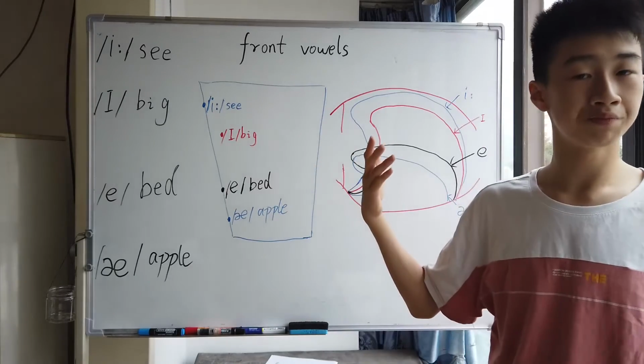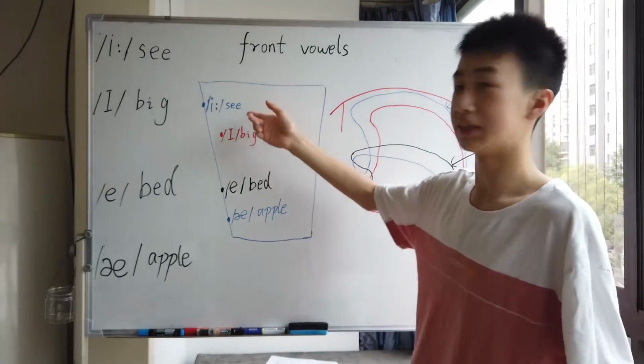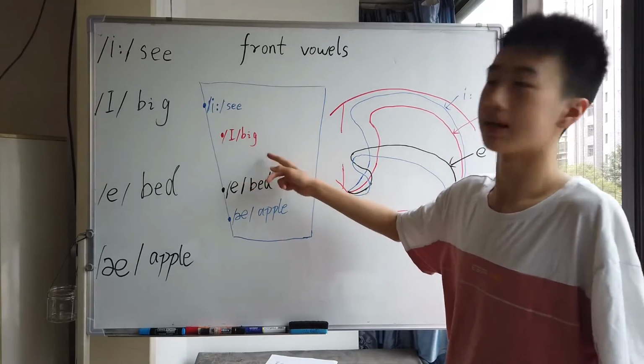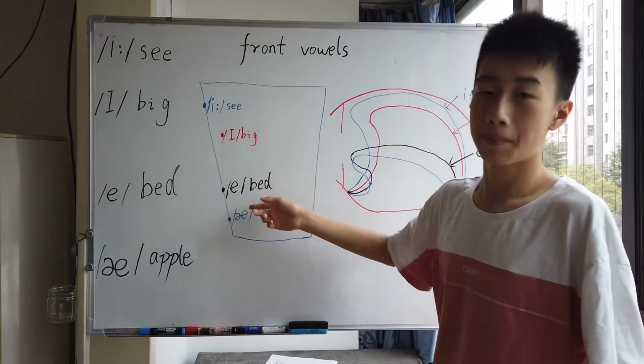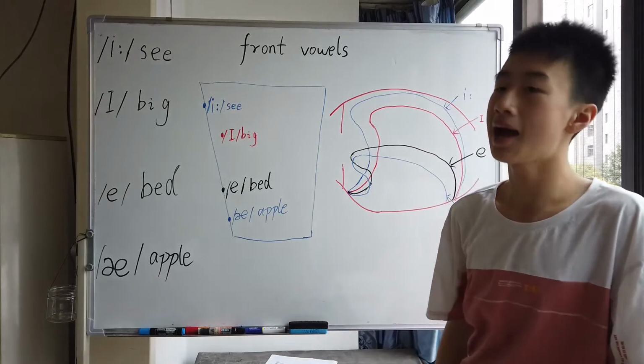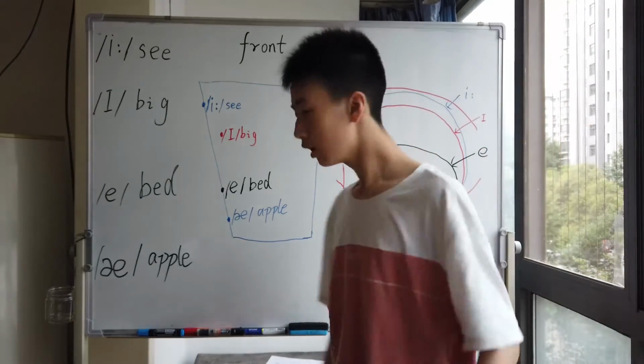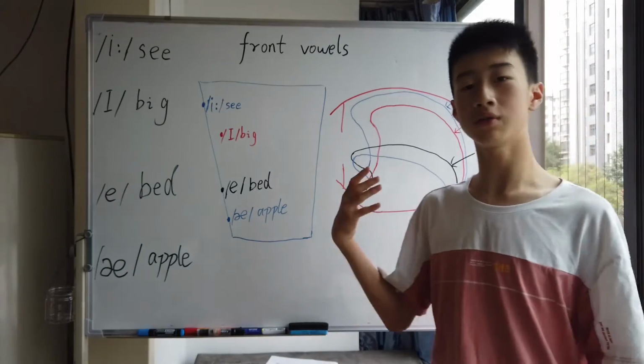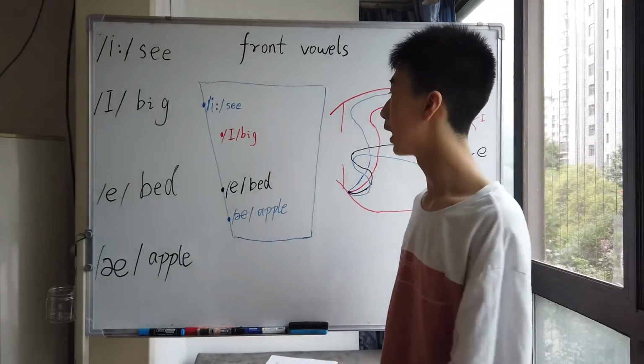So let's rehearse these a little bit. E, see, I, big, E, bed, A, apple. Okay then, I will make a few example sentences with each one of them, so listen up.